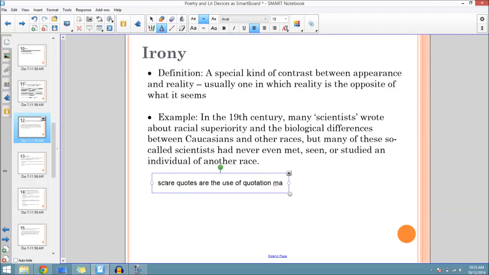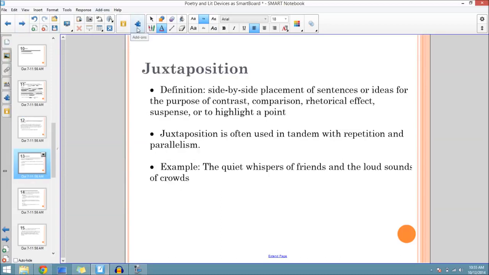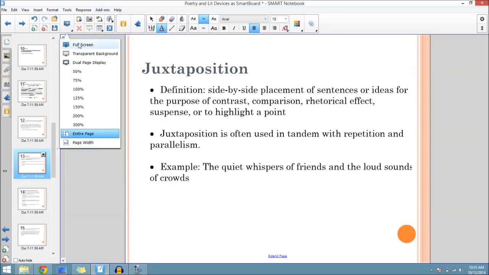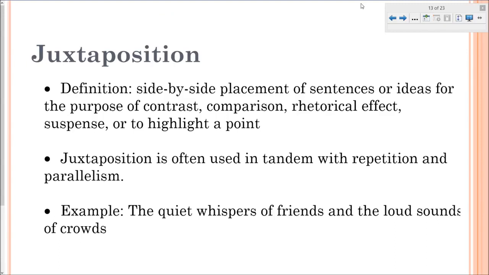Our next one is juxtaposition. And our definition is the side-by-side placement of sentences or ideas for the purpose of contrast, comparison, rhetorical effect, suspense, or to highlight a point. And so basically juxtaposition is just you're putting two things right next to one another so that you can more easily see how they are similar or how they are different. And as a result of that, we often see juxtaposition used with repetition and parallelism, or one or the other, not necessarily both.